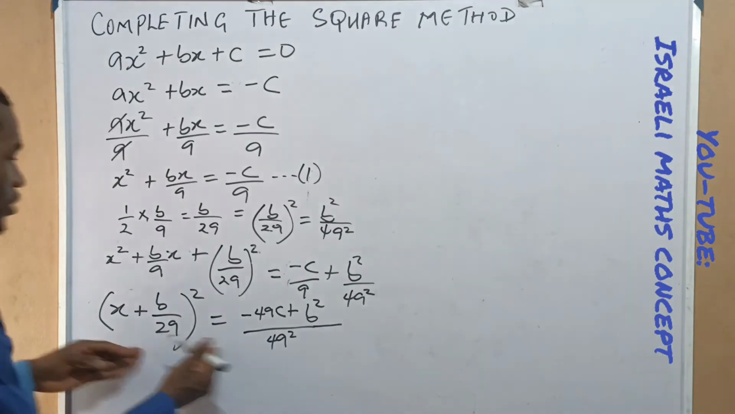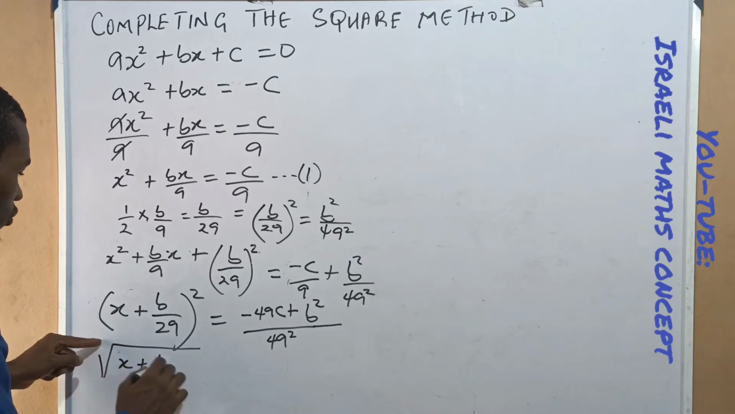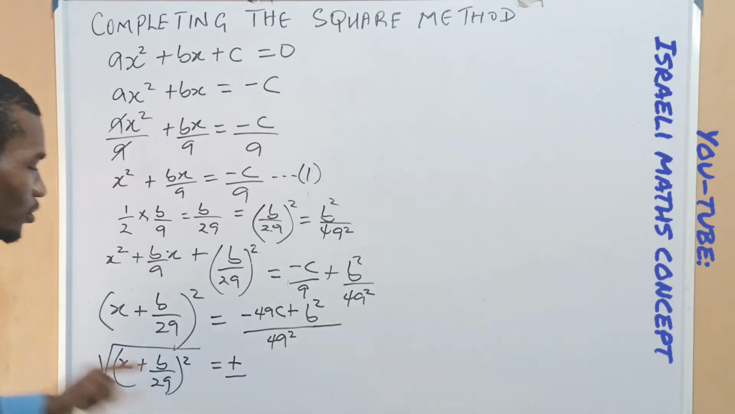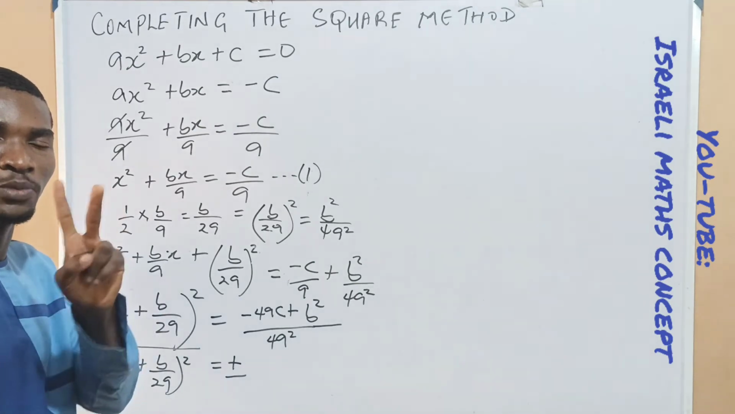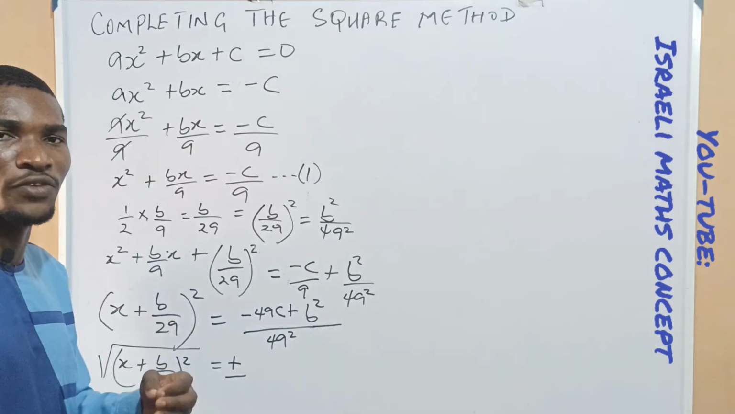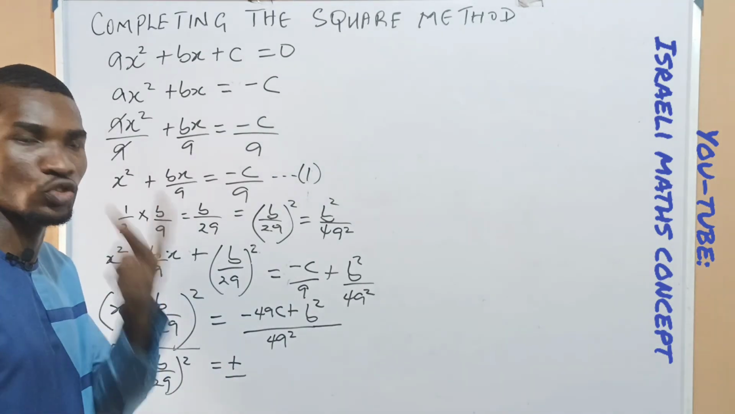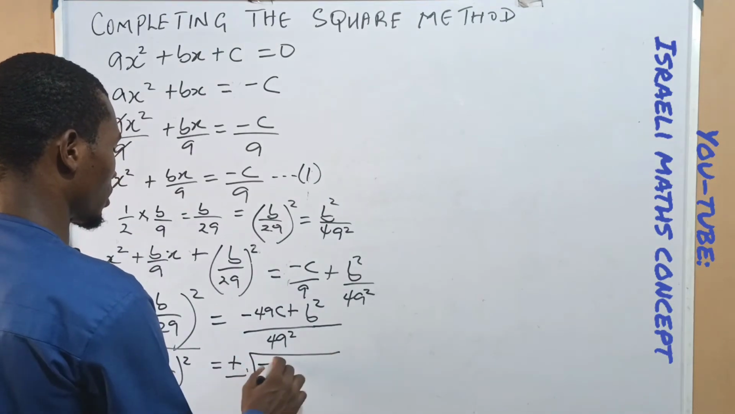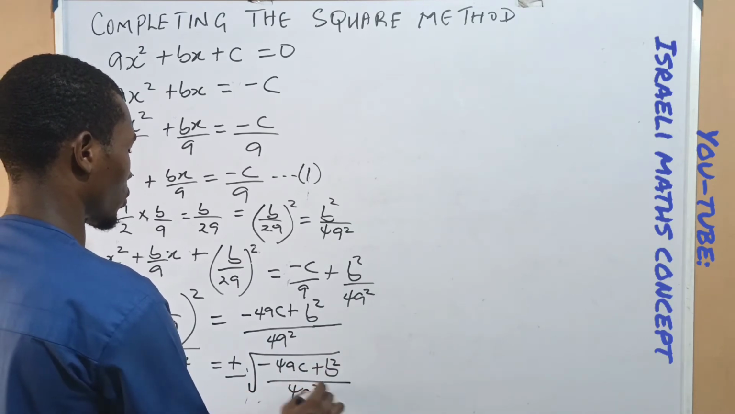And taking the square root of both sides of this given equation, I'm going to have the square root of x plus b over 2a all squared is equal to plus or minus. The reason for this plus or minus is because the roots of a quadratic equation should be up to 2. And what are the roots of a quadratic equation? They are the answers you get after solving your quadratic equation. So putting plus or minus indicates that the roots of a quadratic equation should be up to 2. Hence, this is equal to plus or minus the square root of negative 4ac plus b squared all over 4a squared.